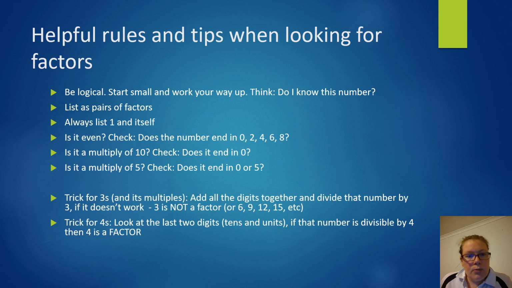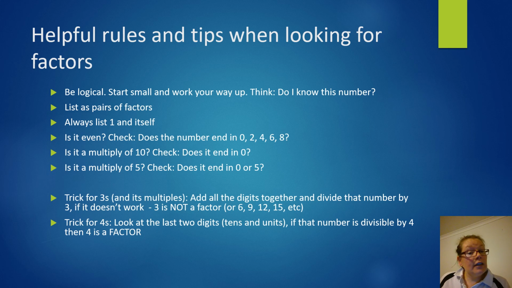Know your times tables. List them in pairs so you know that you're getting them both. Always list one and the number itself. Is it even? So does it end in a 0, 2, 4, 6, or 8? Is it a multiple of 10? So does it end in a 0? Is it a multiple of 5? Does it end in a 0 or 5? So think about the number itself. Have you seen it before? What are some tips and tricks to help you work it out?